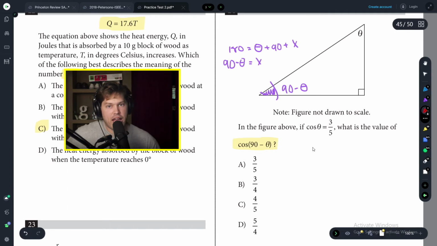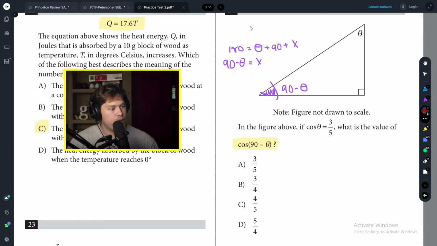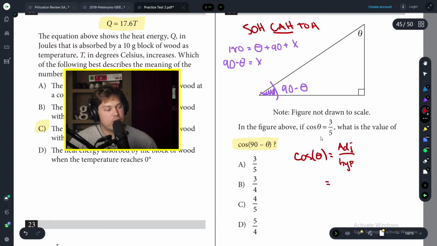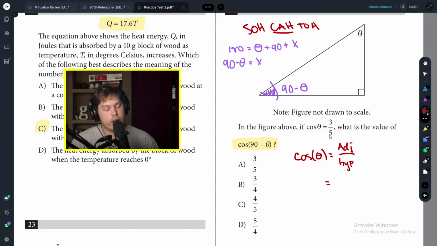So this is a trig problem. With all of our trig problems, we need to remember SOHCAHTOA. That's just the mnemonic that they teach to remember that your cosine of theta equals the opposite. I'm sorry. See, this is why you use SOHCAHTOA. It represents our adjacent over our hypotenuse.